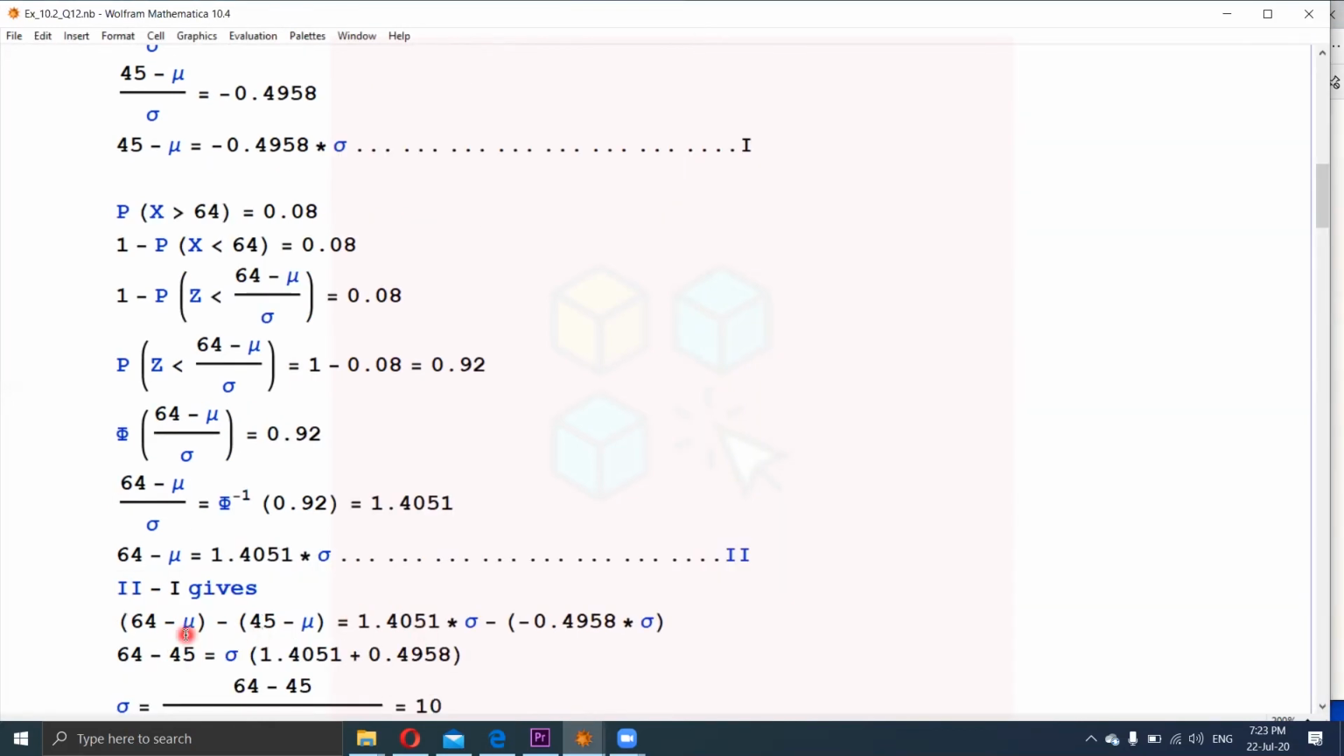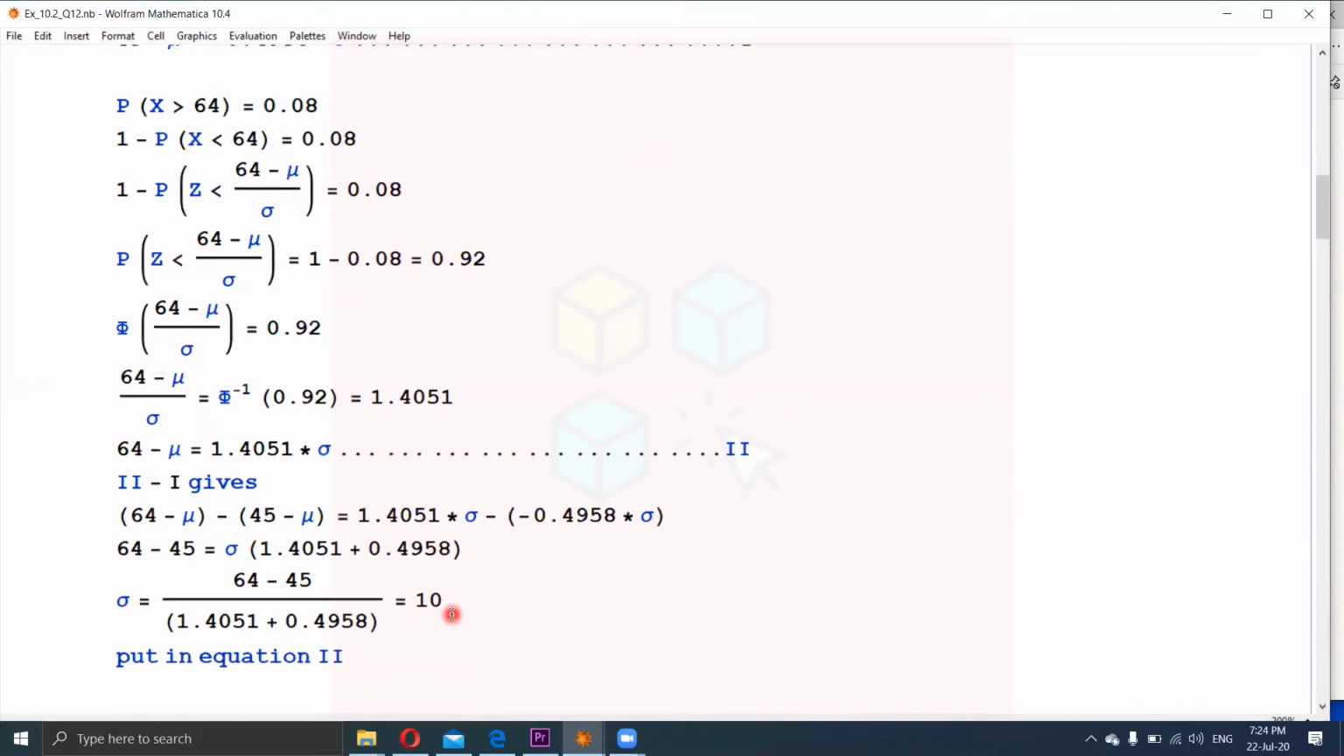Left hand side is subtracted from left hand side and right hand side is subtracted from right hand side. Sigma is taken as common and mu will be cancelled out from the left hand side. So then the result is sigma is equal to 10.